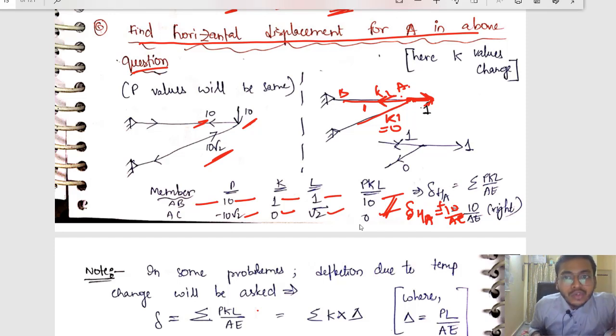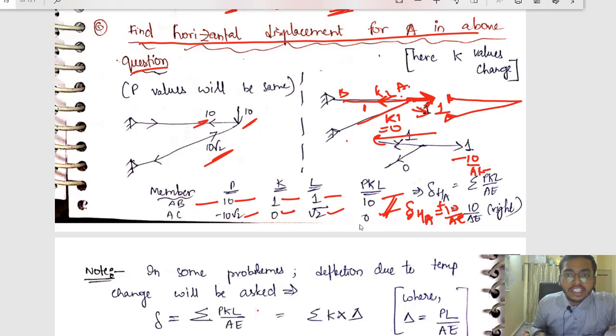If there is a positive value, the applied unit load and the deflection you got are in the same direction. So your truss is moving in the right side direction, the direction in which you have applied the unit load. If in place of 10 you got minus 10 by AE, that means even though you applied the load in this direction, there is a deflection in the opposite direction, to the left side. So your truss got deflected something like this. Okay, it got moved to the left side. I hope everything is clear.